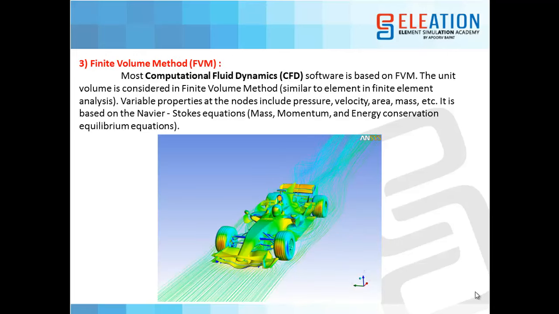Then finite volume method. Most computational fluid dynamics software is based on finite volume method. The unit volume is considered in finite volume method, similar to the elements in finite element analysis. Variable properties at nodes include pressure, velocity, area and mass, etc. It is based on the Navier-Stokes equations, that is mass, momentum, energy, conservation, equilibrium equations.